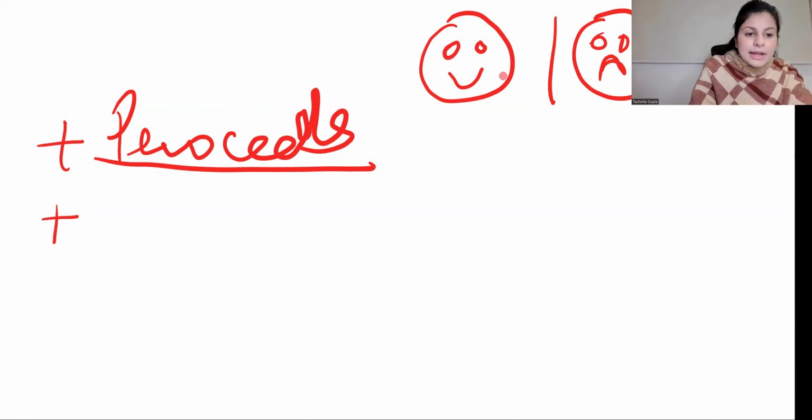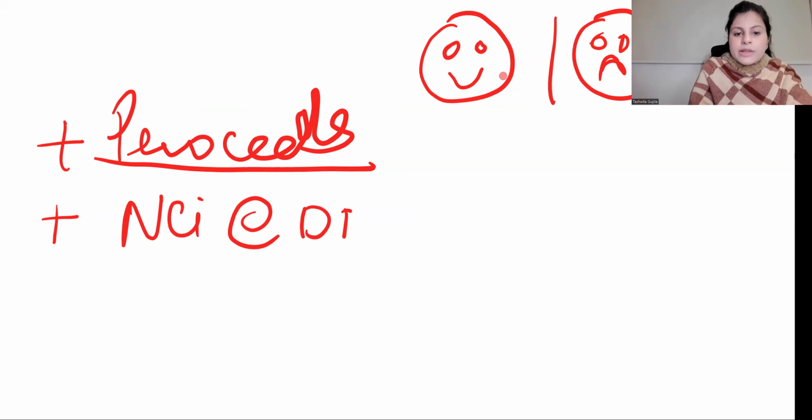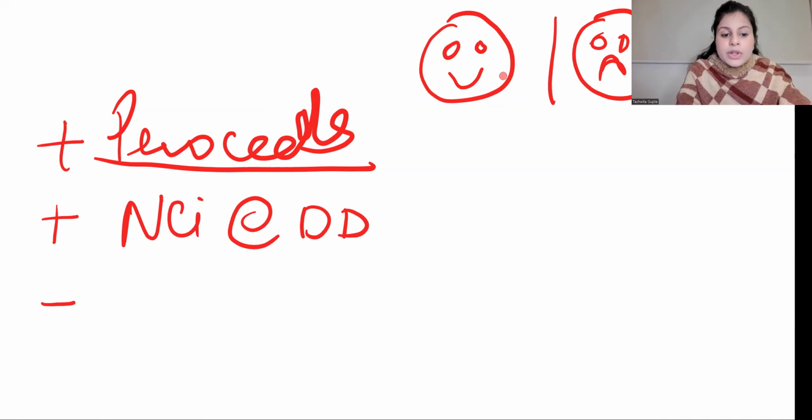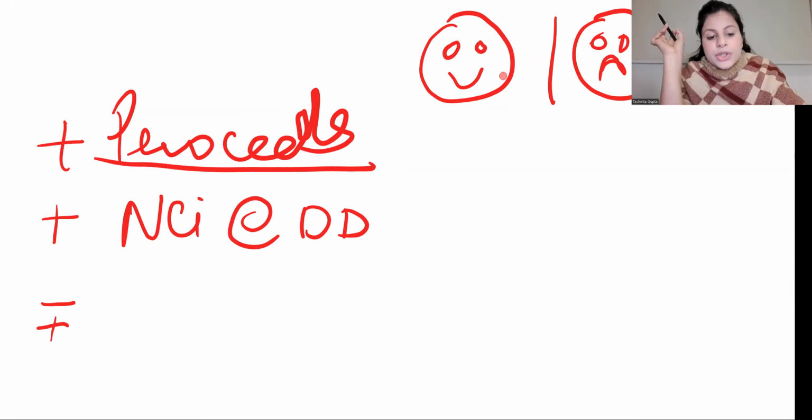So NCI at disposal date, whatever was the disposal date. Now, since subsidiary is being disposed, will you be happy or sad about the net assets which subsidiary is taking along with it?